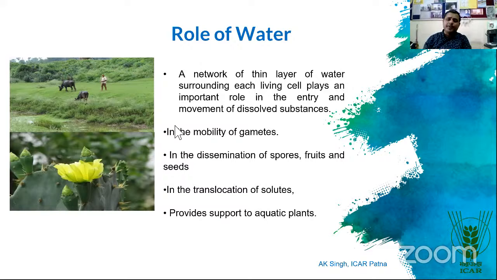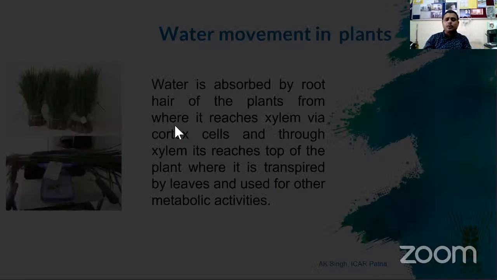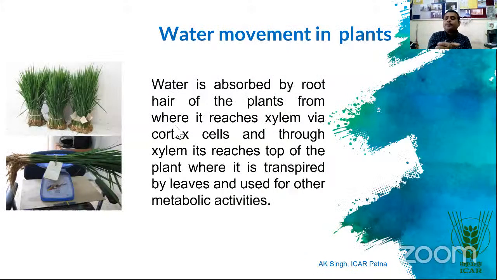How does water move in the plant? Water is absorbed by root hair, goes through the cortex cells to the xylem, and through the xylem it goes to the top of the leaf, and there it transpires. What is the role of this? During transpiration, they maintain the turgidity, temperature, and also execute several works related to metabolic activities.